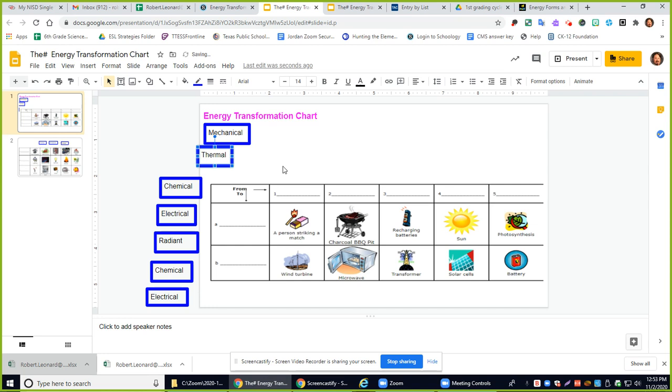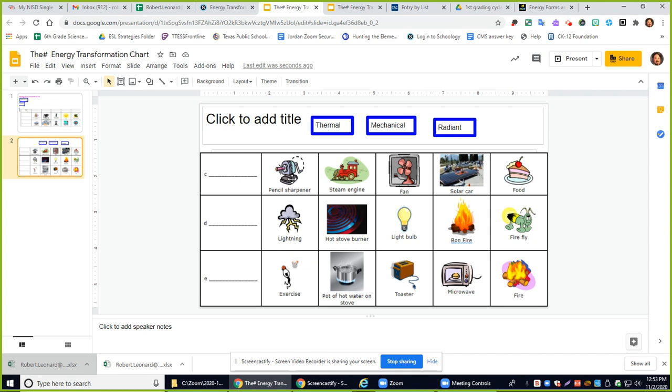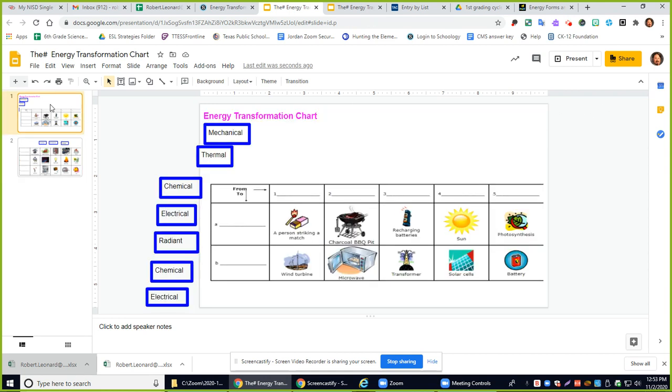So what you do is first you look down the column, which is going down. So if I look down the column, I have a person striking a match. I have a wind turbine, and then on screen 2, I have a pencil sharpener, lightning, and exercise. You can tell me what all those things have in common. What do you think? They're moving. Very good. They're all moving.